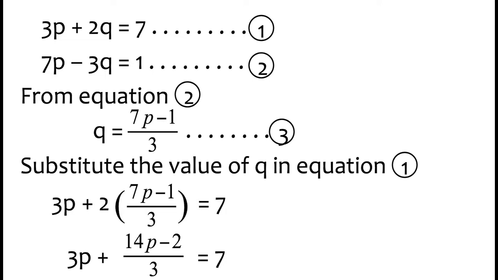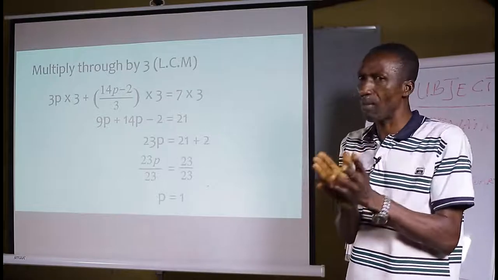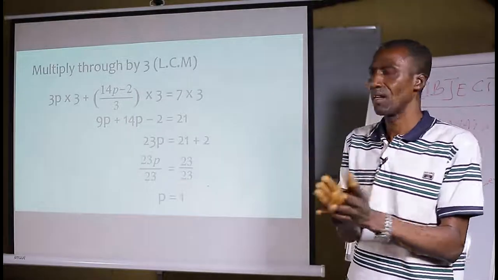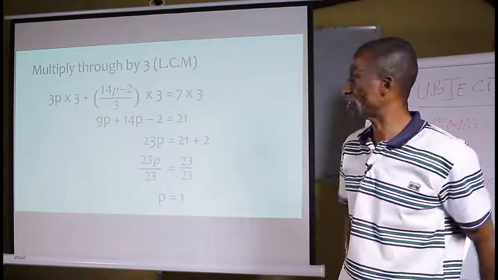Now, to remove the bracket, 2 times 7p, the answer is 14p. 2 times minus 1, the answer is minus 2, all over 3. So on the left, I have 3p plus 14p minus 2 all over 3 equals 7. The LCM of the denominators is 3.